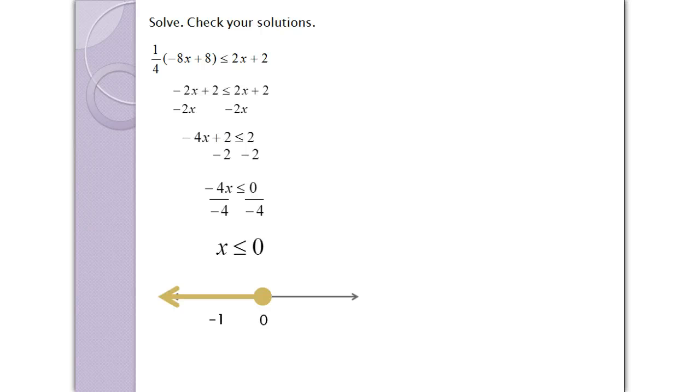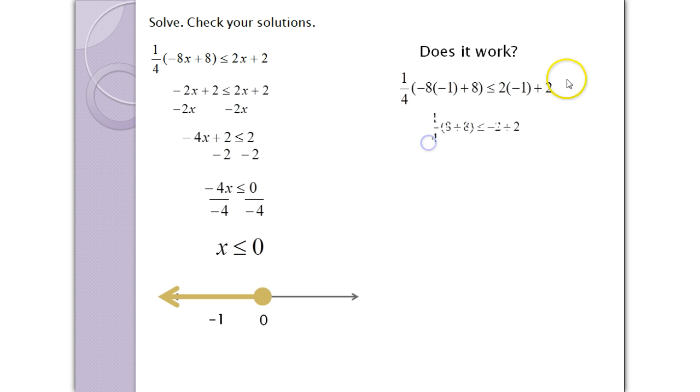-1 falls in that gold region, so I'm going to plug that in for x. I replaced x with -1. And now I'm just going to use the order of operations to simplify down and make sure that this inequality does make sense. -8 times -1 is just 8. 2 times -1 is -2. 8 plus 8 is 16. -2 plus 2 is 0. 16 times 1/4 is 4.